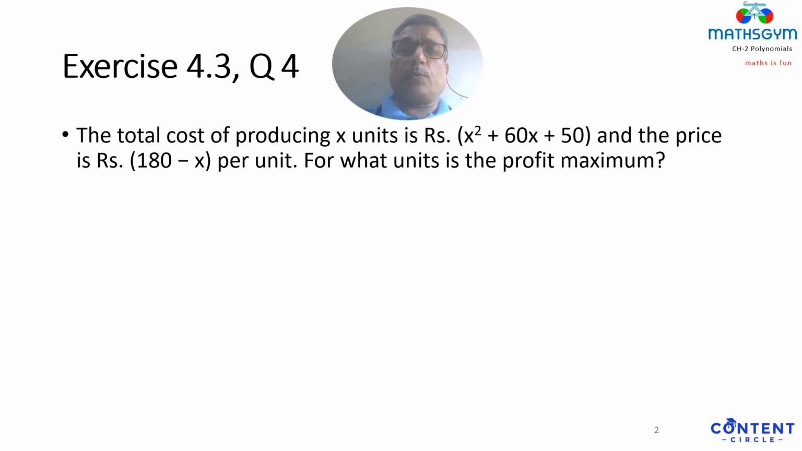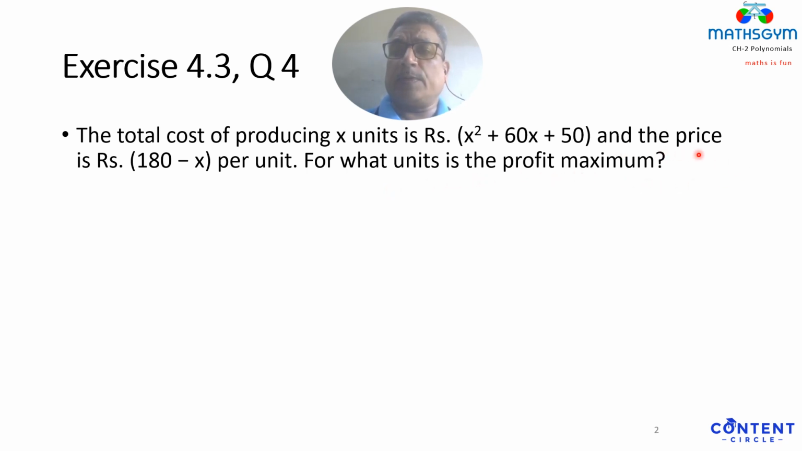The total cost of producing x units is rupees x square plus 60x plus 50, and the price is rupees 180 minus x per unit. For what units is the profit maximum? So this is what we need to figure out: for what number of units we can have the profits maximum.